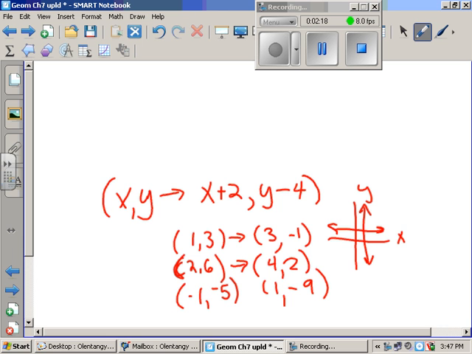So, and then remember for reflections, when you reflect across the x-axis, I'm going to take y and multiply by -1. And if I'm going to reflect across the y-axis, I'm going to take x and multiply by -1, and then y would stay the same. All right, so that's just a quick review from back in Chapter 1 about transformation notation and reflections and translations.